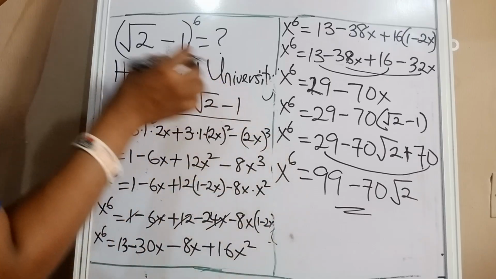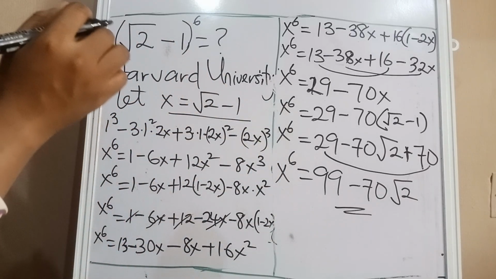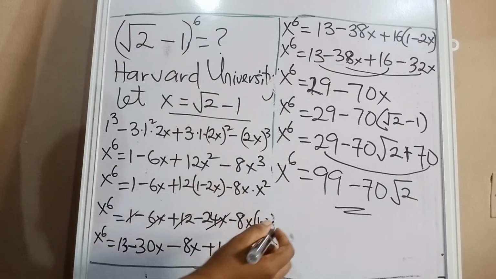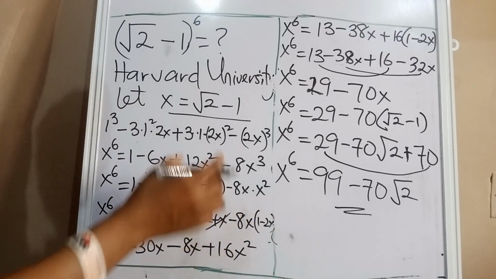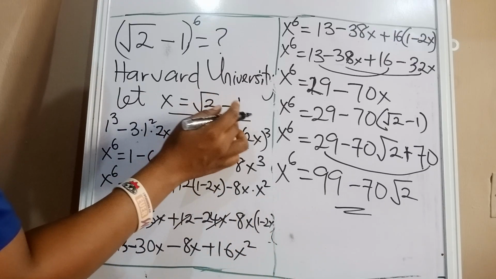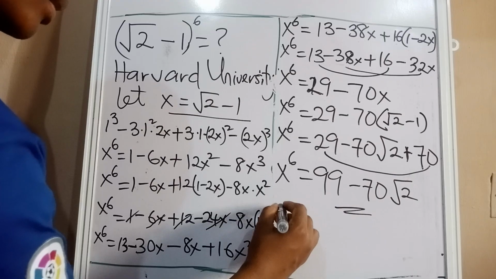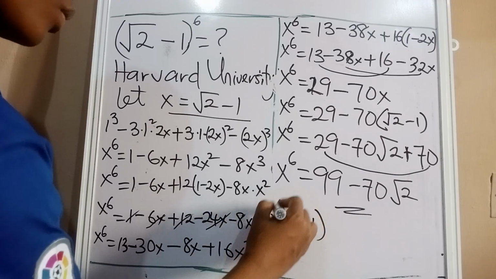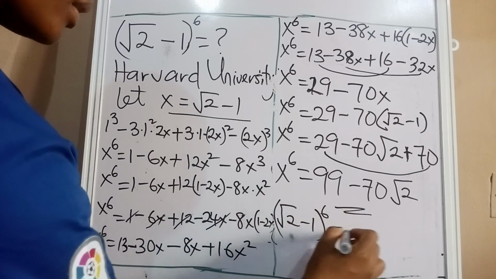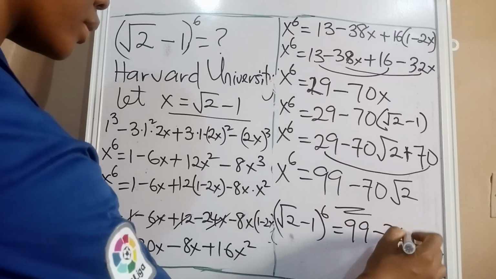We can substitute this, since our x is square root of 2 minus 1, and put it as (square root of 2 minus 1) all to the power of 6 equals 99 minus 70 root 2.